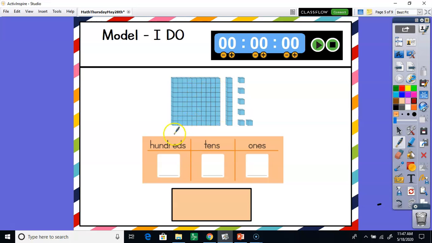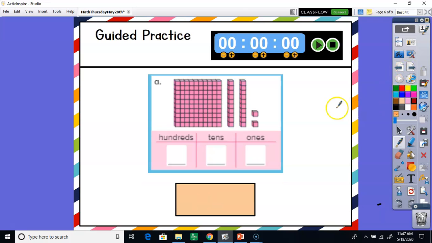Okay, next one I'm going to show you. So this has 100 flat. It has 1 10 stick and 6 ones. So I see 116 in this picture. This pictorial model shows 116. Okay, so this is really easy. Okay, on your scrap paper, I want you to try this one.